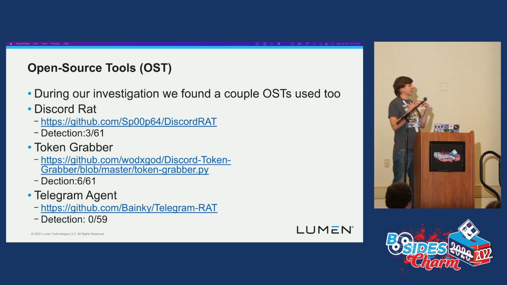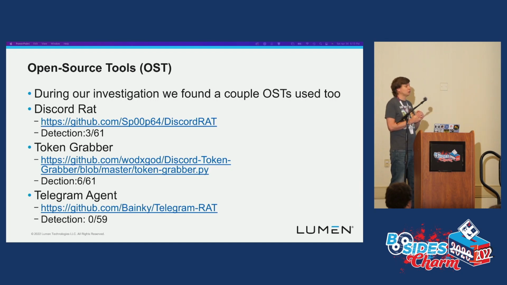So those were the more custom samples. We also found what looked like open source tools. So again, these are all on GitHub. Anyone can go look at these. There was a thing called Discord Rat that provides all the standard functionality that you guys know and love. And of course, this communicates via the Discord API.